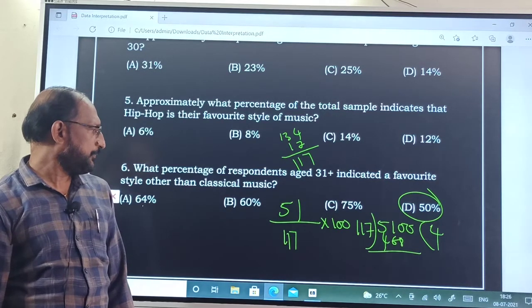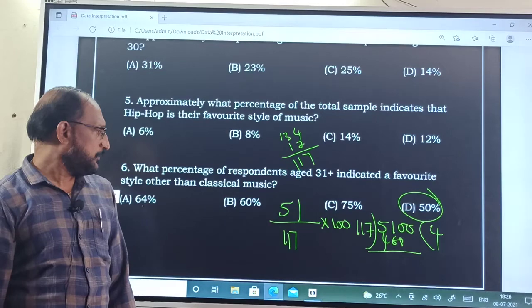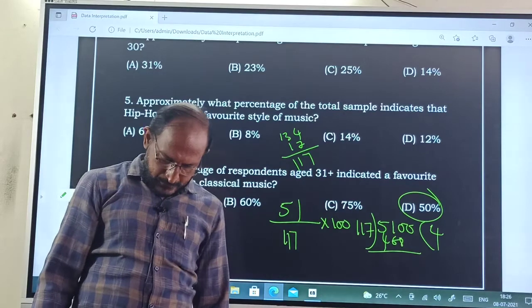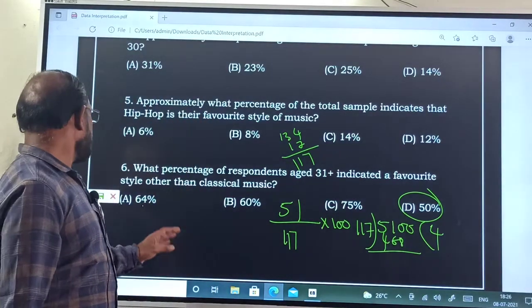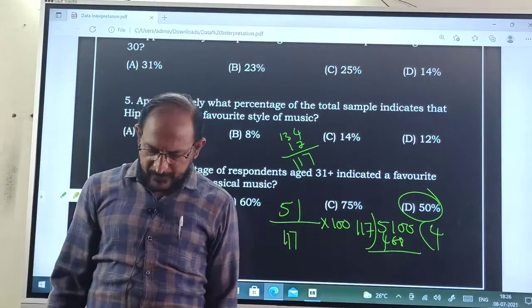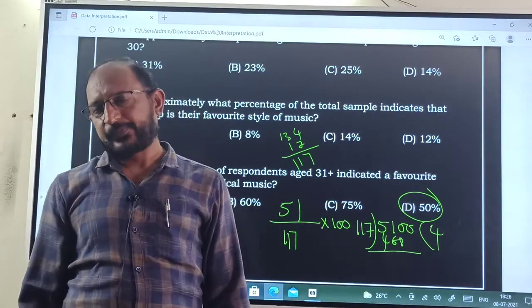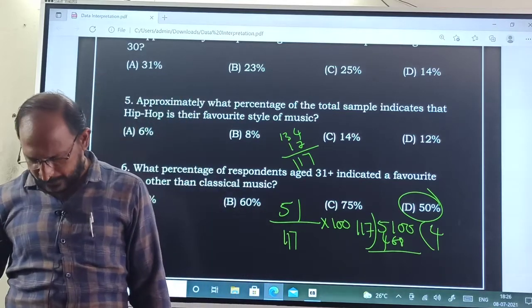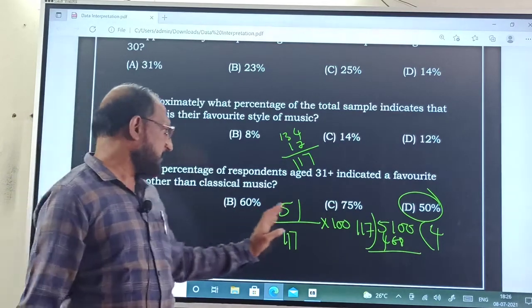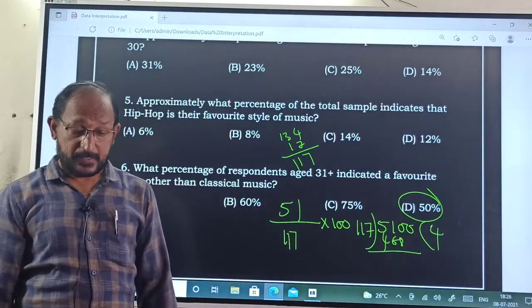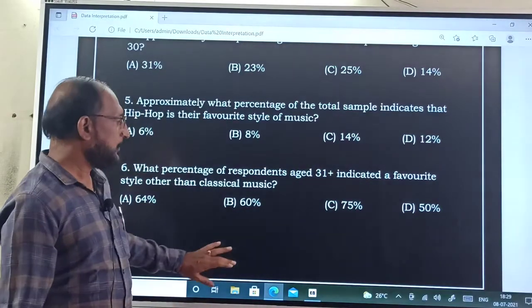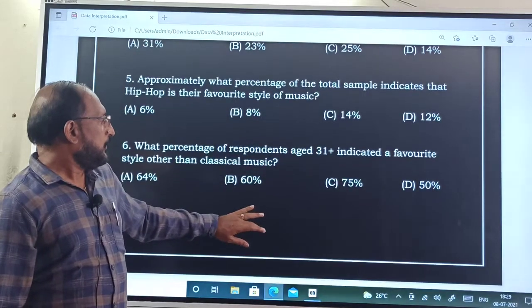Wait, just a minute. So approximately what percentage, nearly, according to the answer that is given? 50%, 50% is given. Approximately only, all these problems. The nearest value to 40 plus, what is that? 50%. So okay?